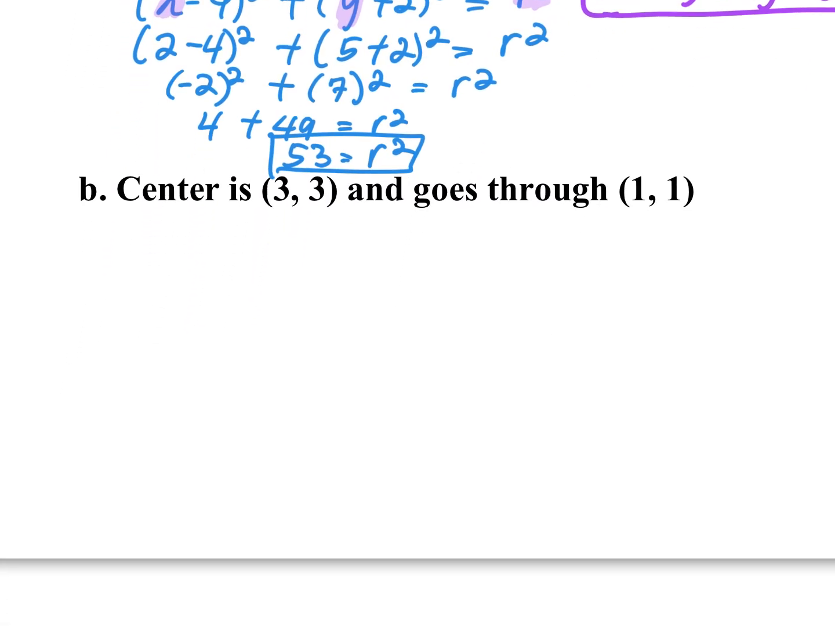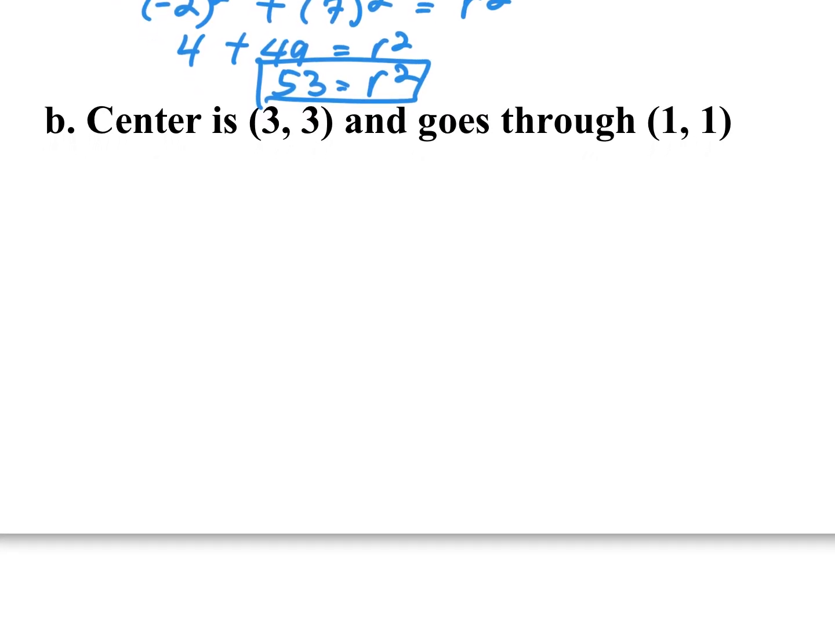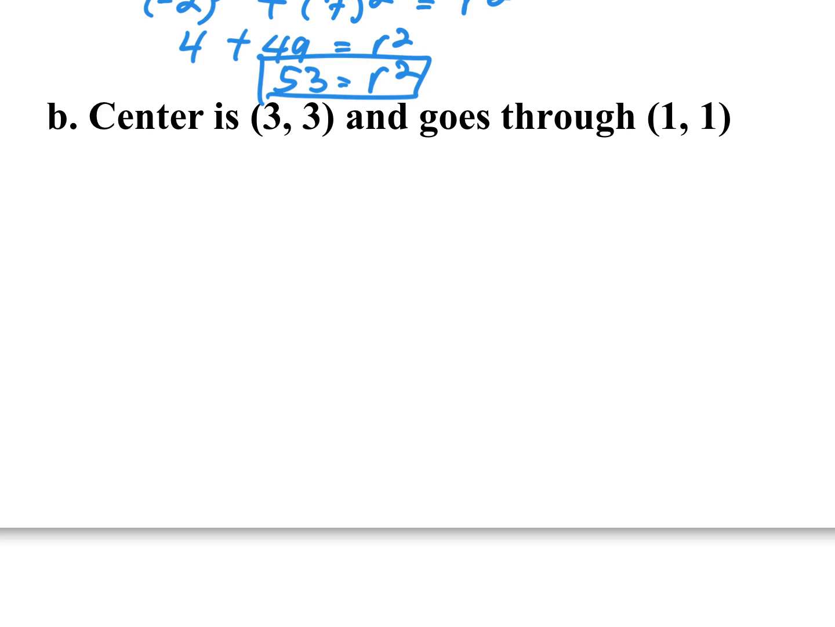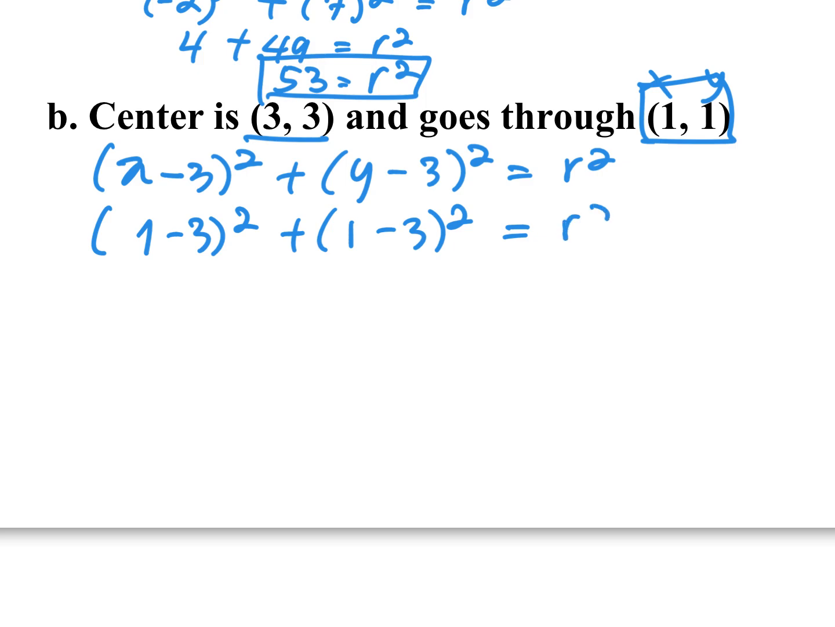7b. Let's look at 7b. The center is (3, 3) and it goes through (1, 1). Still, they're asking us for the equation of the circle. So let's start. The center is (3, 3), so that's going to be (x − 3)² + (y − 3)² = r². We're going to find r² by using this point. So this is going to be my x, this is going to be my y. So (1 − 3)² + (1 − 3)² again is going to be my r².